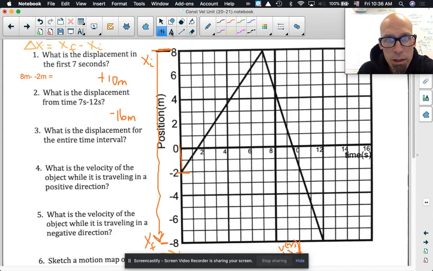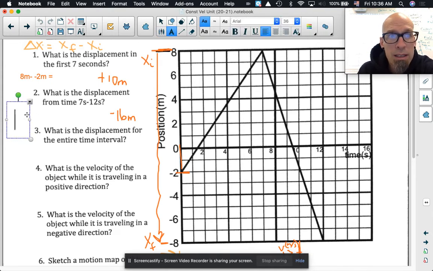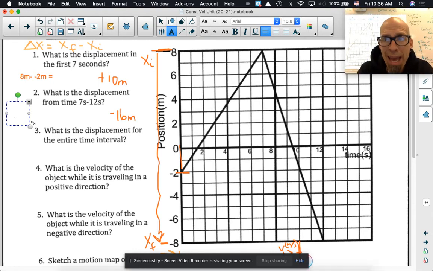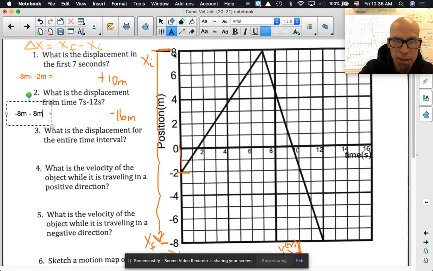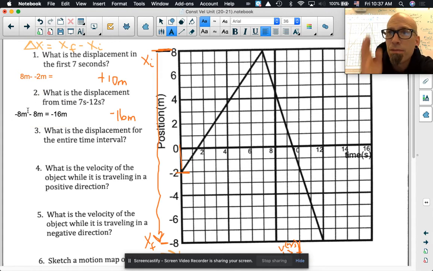Now, how does this work here? Let's get a text box and find out. Where were we at the end? Final position, negative 8 meters, minus where we were at the start. Initial, we started the interval at positive 8 meters. What's negative 8 minus 8 meters? That is negative 16 meters, exactly what we said it was. So I'm telling you, the final minus the initial, the end minus the start, will never be wrong. It will always be right.